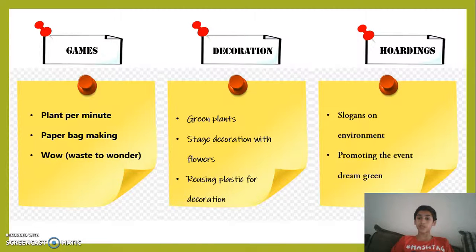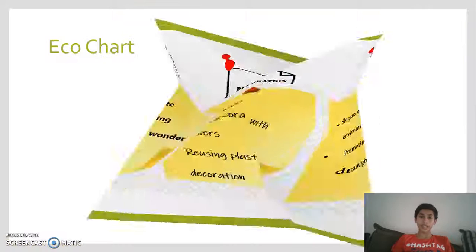And the next one is promoting the event Dream Green. All these games and decorations, with the help of providing these banners, will promote the event Dream Green, and people can start to take an initiative in conserving this environment to make the world a better place to live in. Now these are the 3 activities I made, and all these are related to the environment as it is said to do in the instruction. Now going with the next slide.